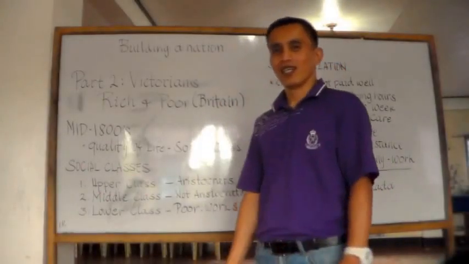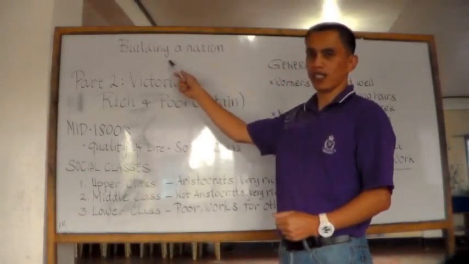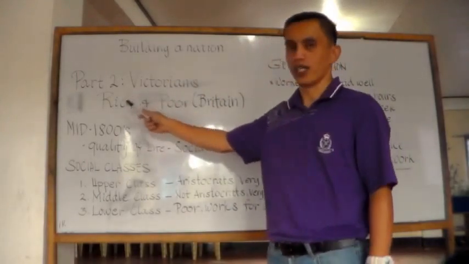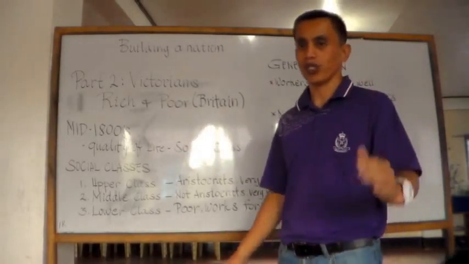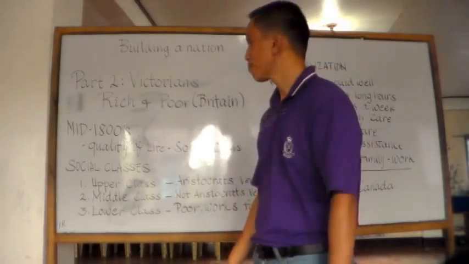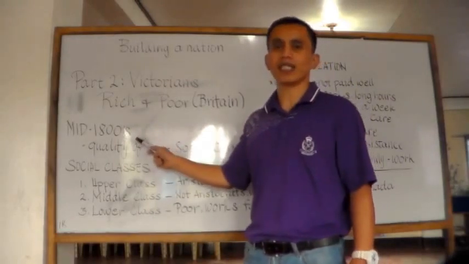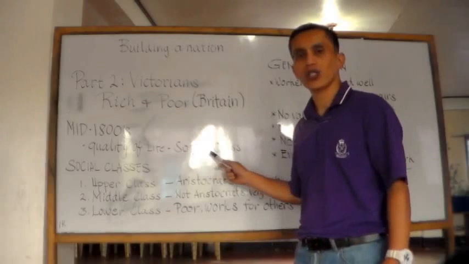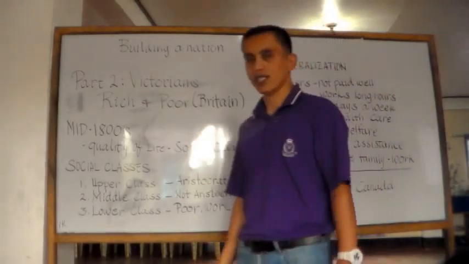Hello! Welcome back to part 2 of our lecture, Building a Nation. Let's take a look at the Victorians, rich and poor, during the time of Queen Victoria. Back in the 1800s in Great Britain, the quality of life depended on the social class that you belonged to.